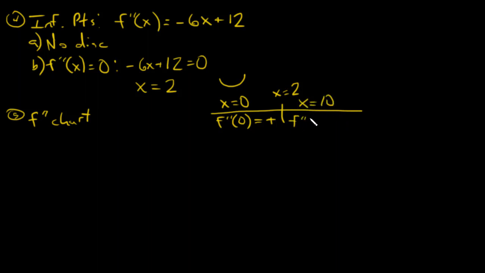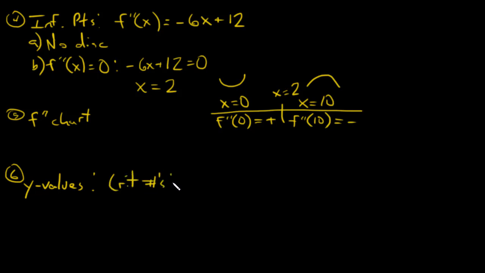So f double prime of 10 is going to be negative 60 plus 12, definitely negative, which is concave down. Alrighty, so now I can do my y values. First I'm going to find the y values for the critical numbers, and those were at x equals 0 and x equals 4.